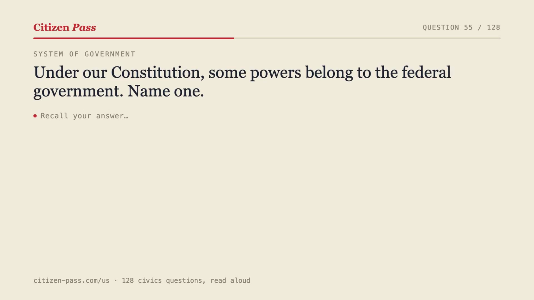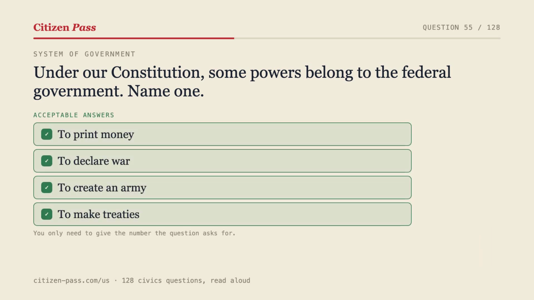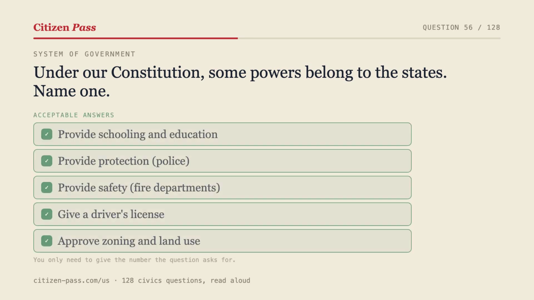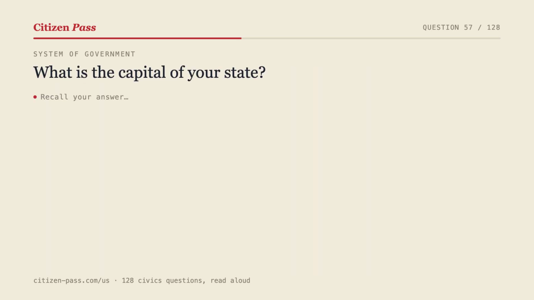Under our Constitution, some powers belong to the federal government. Name 1. Acceptable answers include to print money, to declare war, to create an army, or to make treaties. Under our Constitution, some powers belong to the states. Name 1. Acceptable answers include provide schooling and education, provide protection, police, provide safety, fire departments, give a driver's license, or approve zoning and land use.